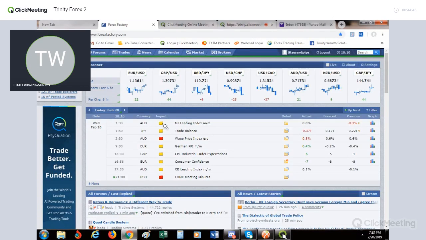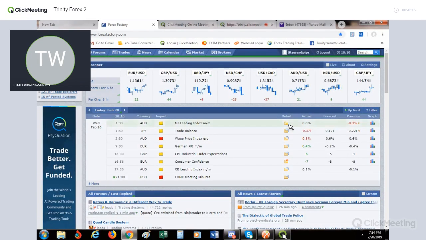Then we have the currency, and then the impact the report is going to have. If it's yellow, it means it's a low impact report. If it's red, it's a high impact report. But if it's just medium, it's orange. Today we didn't have an orange report, okay?